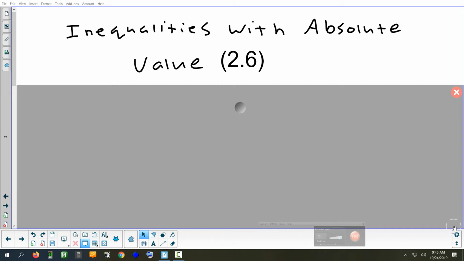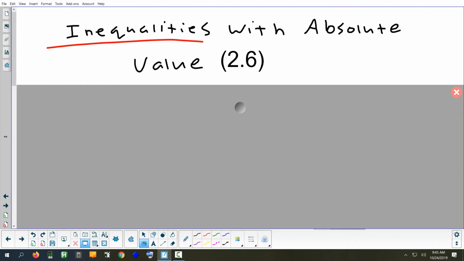Okay, so the last section we're going to look at for this week is 2.6. In the warm-up, we practiced solving an absolute value equation. What makes something an equation? It has an equal sign. Today we're going to solve absolute value inequalities.